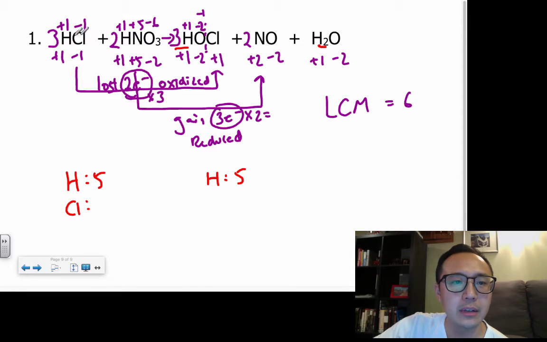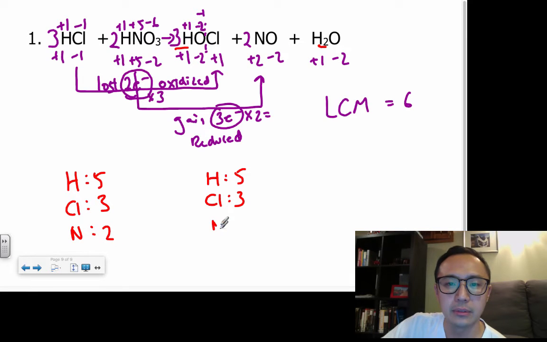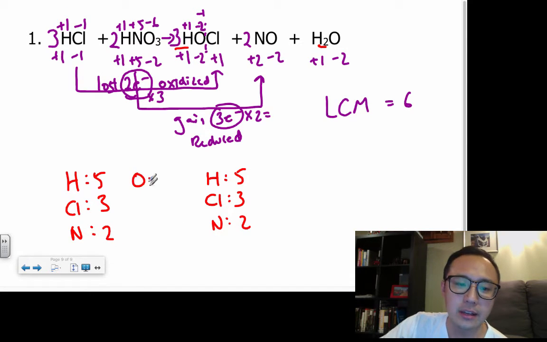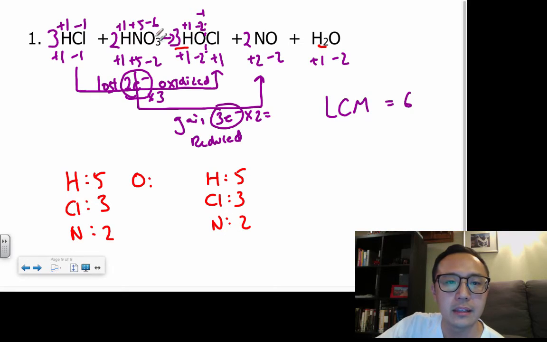Let's look at the Cls. I have 3 HCl, so that's 3 Cls here, 3 Cls here. So the chlorines are balanced as well. And then let's look for my nitrogens. I have 2 here, and then also 2 here. And the last check is for my oxygen. So let's look at this. We have 6 oxygens here. That's good. And hopefully this one we have 6. So we have 3 plus 2, which is 5, plus 1 gives us 6.